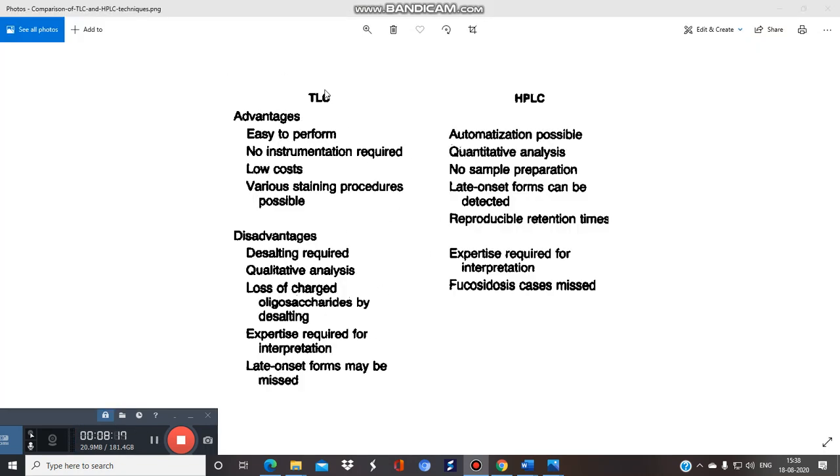See another slide. You can see only the advantages and disadvantages of TLC in this case. TLC advantages: easy to perform, no instrumentation required, very low cost. Disadvantages: desalting is required. We will do in the next video what this step is. Then only qualitative analysis. It only helps to identify the quality of the particular sample, like we have discussed in the case of clove. The next disadvantage is related to carbohydrates. Next is the expertise required for interpretation, but not so much expertise is required. You can skip this.